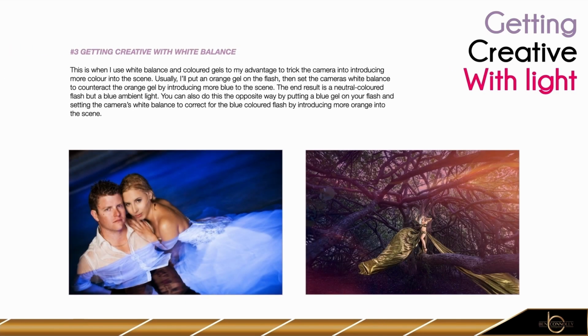Getting creative with white balance. This is when I use white balance and color gels to my advantage to trick the camera into introducing more color into the scene. Usually I put an orange gel on the flash and then set the camera's white balance to counteract the orange gel by introducing more blue into the scene. The end result is a neutral colored flash but blue ambient light, as you can see in the image to the left. You can also do this in the opposite way by adding a blue gel to your flash and setting your camera's white balance to correct the blue colored flash by introducing more orange into the scene with your white balance.